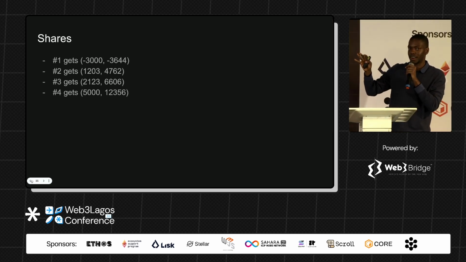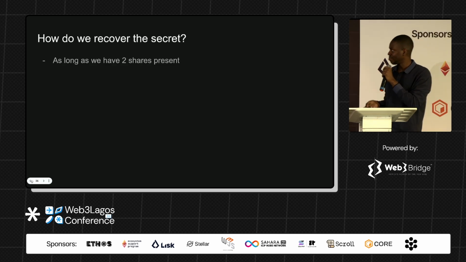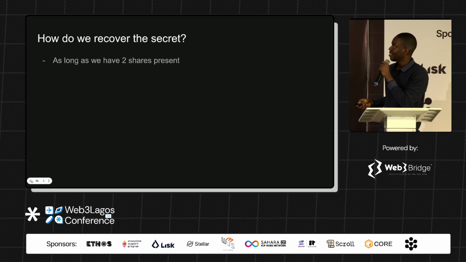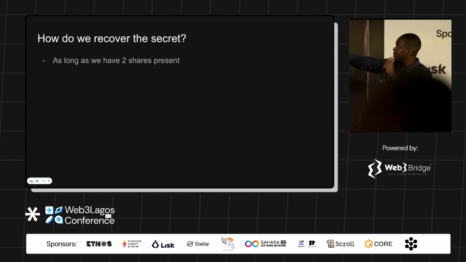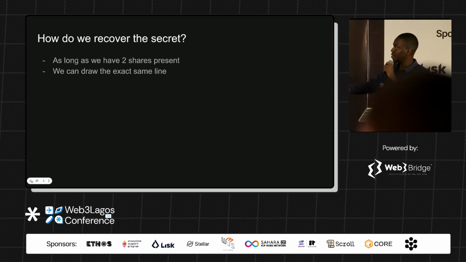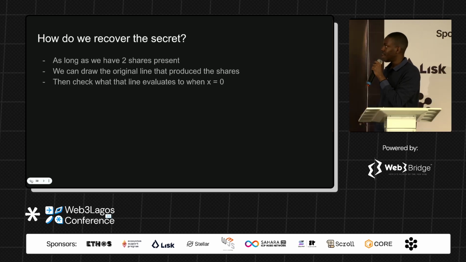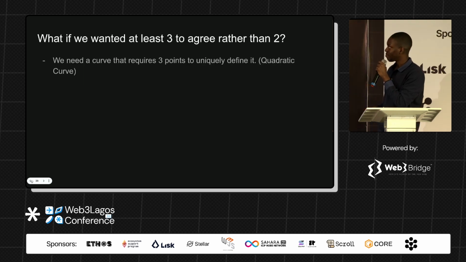Any questions so far? Cool. That means everybody's understanding. Okay. So to recover the secret, we need to make sure that 2 shares are present. Then we draw the exact same straight line through those 2 points, and we evaluate the straight line at 0. That basically gives us the secret. So does that make sense?